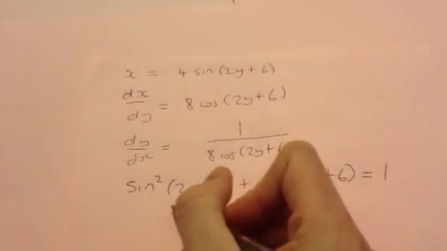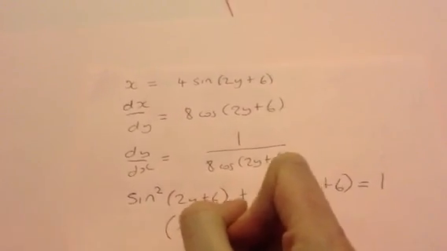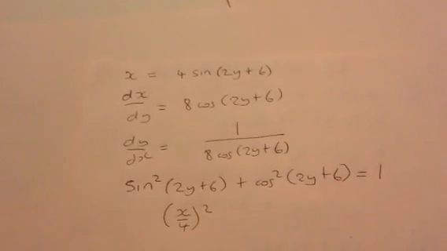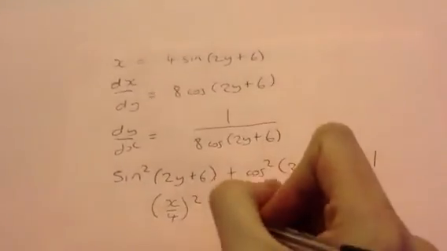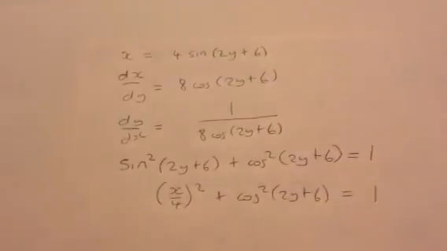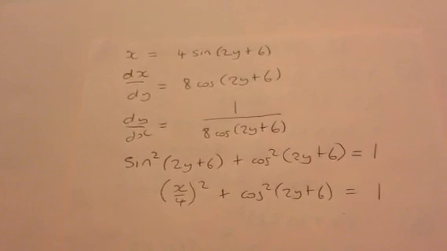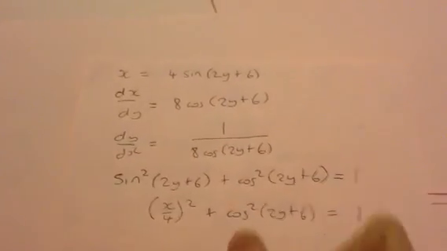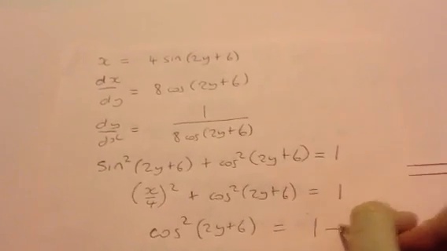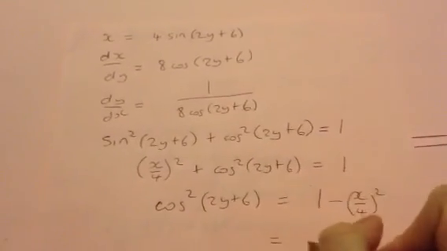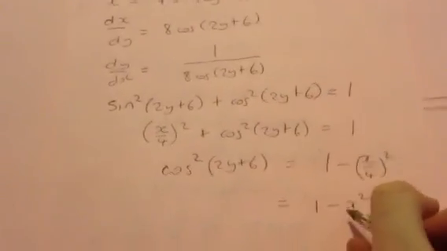But I know that sine squared of 2y plus 6 is x over 4 squared, because sine of 2y plus 6 is x over 4 from the top. So you do x over 4 squared plus cos squared of 2y plus 6 is 1. Now the cos 2y plus 6 is what I want to get as a subject, because that's what I need to replace in dy over dx to make it in terms of x. So you go cos squared of 2y plus 6 is 1, take away x over 4 squared. Now that is the same as 1 minus x squared over 16.